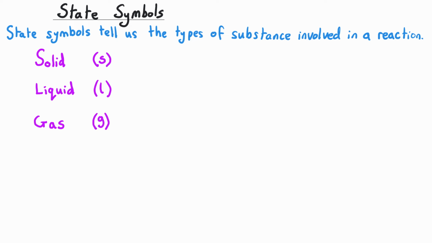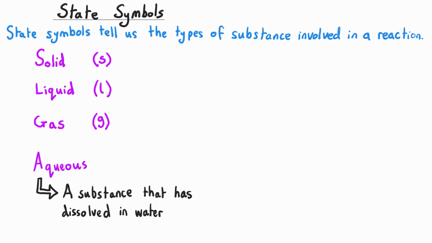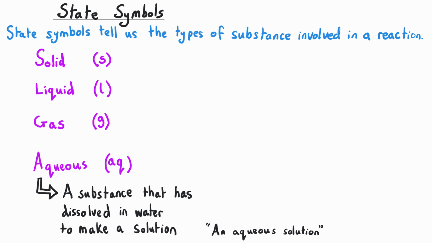There is another state of matter that often appears in chemical equations, and that is aqueous. That is a substance that has been dissolved in water to make a solution, and sometimes this is referred to as an aqueous solution. It's given the state symbol little a, little q, for the first two letters of the word aqueous, and that's also included in brackets.